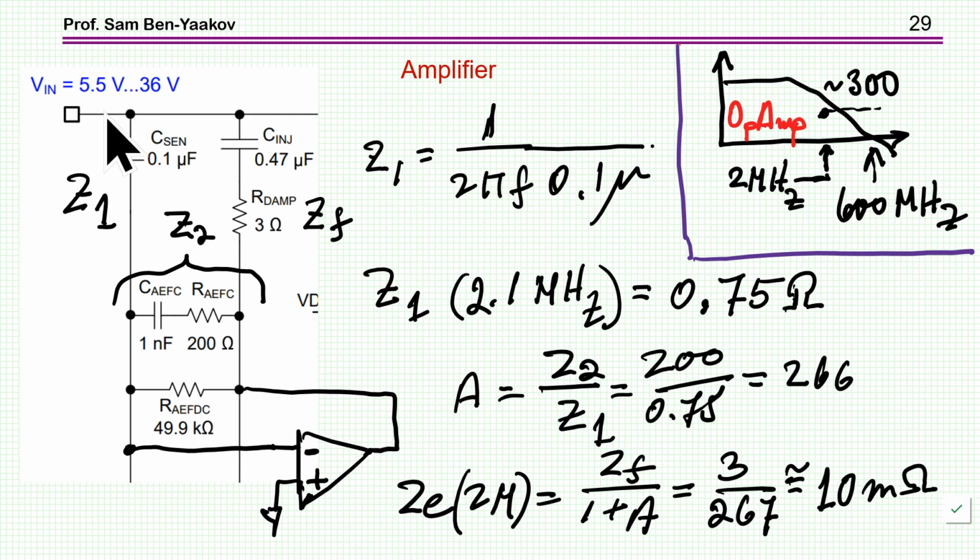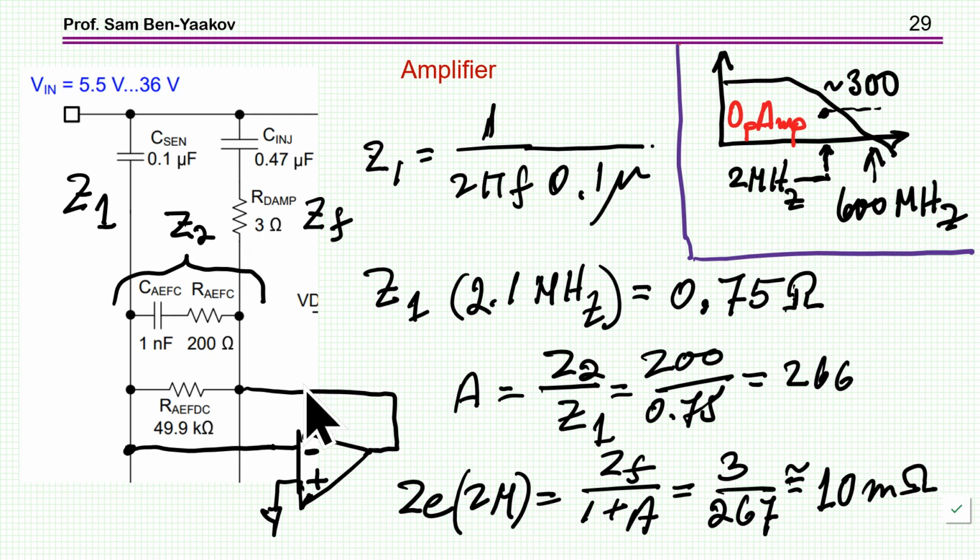So the gain we have in this amplifier is 266, and therefore the reflection of this impedance, the Miller effect you might say, is this impedance, which is 3 ohms at 2.1 megahertz, divided by 1 plus A, well, 266, 267, so it's 10 milliohm. So what we see here is actually 10 milliohm. So indeed we are getting a low impedance.